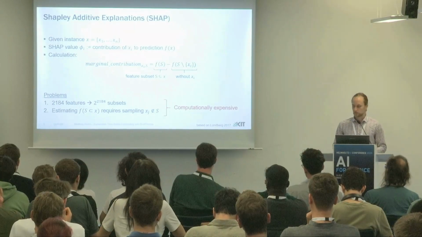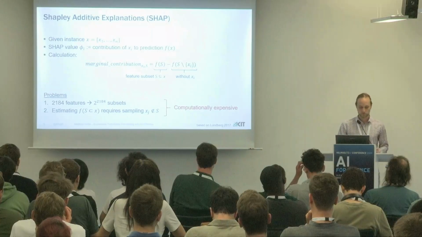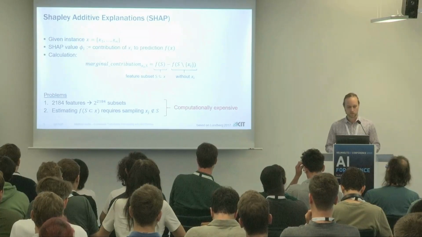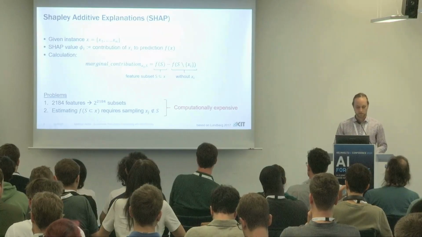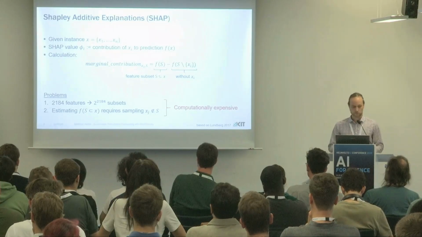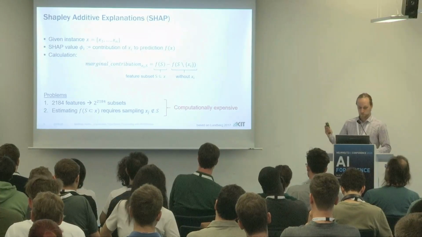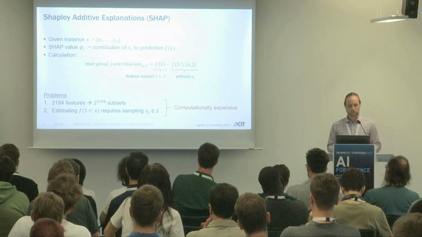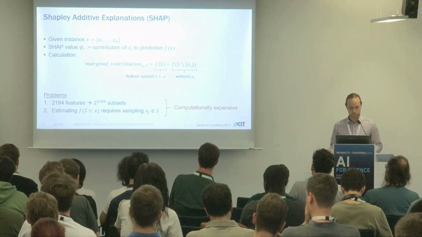So what is done in practice is to sample the features which are not contained in the subset. So we have to sample multiple times, make a model prediction with each of these samples, and then use the mean of these predictions as the estimate for the model prediction on the feature subset. And these 2 problems make SHAP computationally expensive, and I'm going to present 2 solutions to these problems.